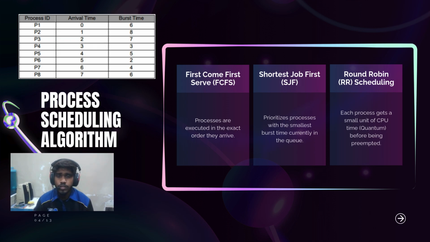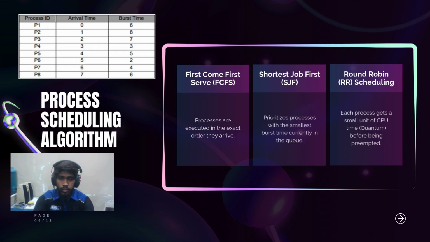So let's go for first come first serve. These processes are executed in the exact order they arrive, for example, P1 to P8. We can see that P1 arrives at time 0 and P8 arrives at time 7, so it will prioritize P1 first. And then we will go to shortest job first.